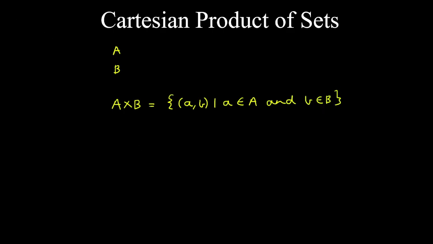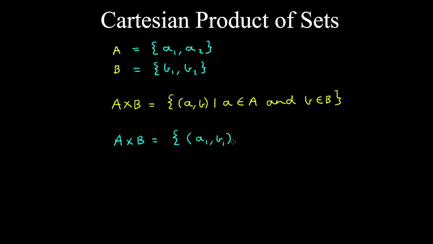So for example, if set A had the following elements and set B had the following elements, then the Cartesian product gives the set of ordered pairs A1, B1, A1, B2, A2, B1, and A2, B2.